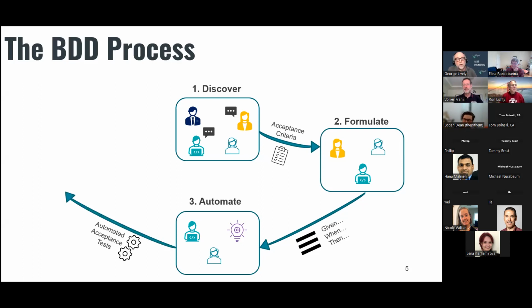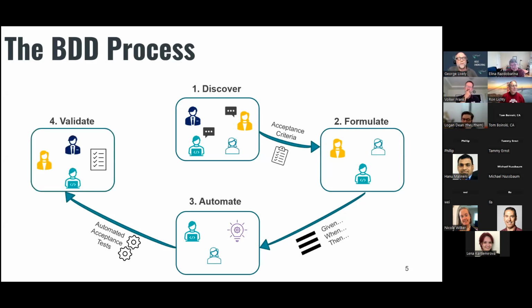So that'll lead to automated acceptance tests, potentially some other automated tests like unit tests, integration tests, a bunch of tests. That's for the team to decide. And then once all of those are run, we can validate it and have some really good feedback and learning back into the process.